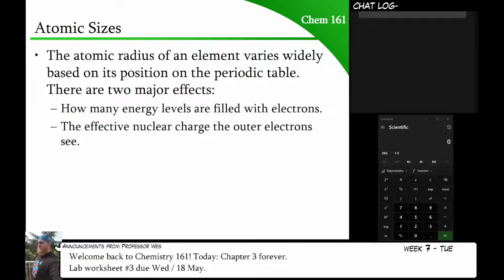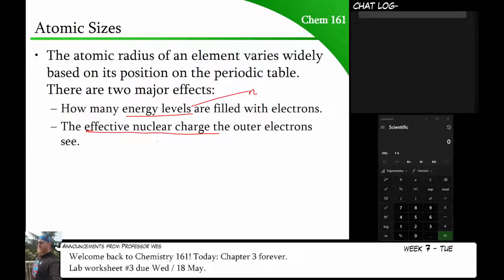How big are atoms? And we said last week that there were two factors that we were going to care about. And so the first factor here was how many energy levels there are that have electrons. So that's going to be n. What's the highest n? That's going to affect our result of how big an atom is.